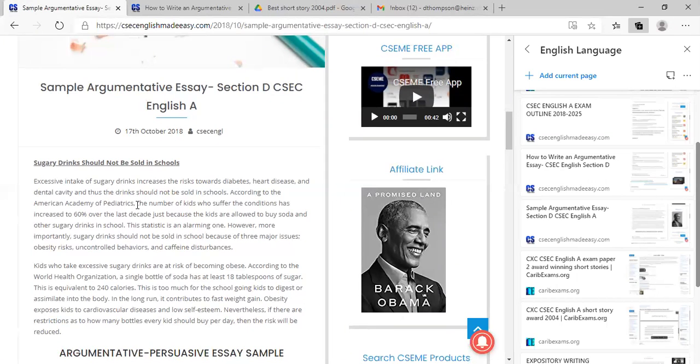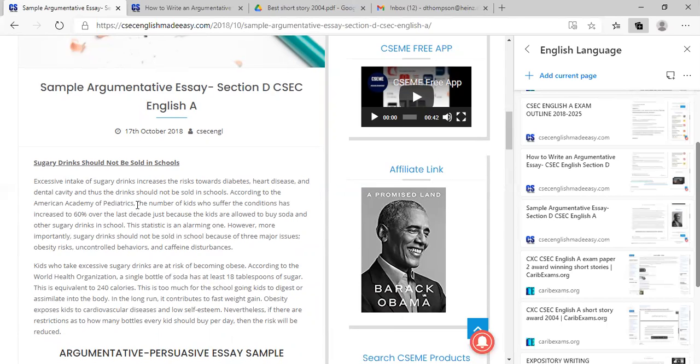Okay. So my background is, according to harvard.edu, people who consume sugary drinks regularly have a 26% greater risk of developing type 2 diabetes and a 20% higher risk of getting heart disease.